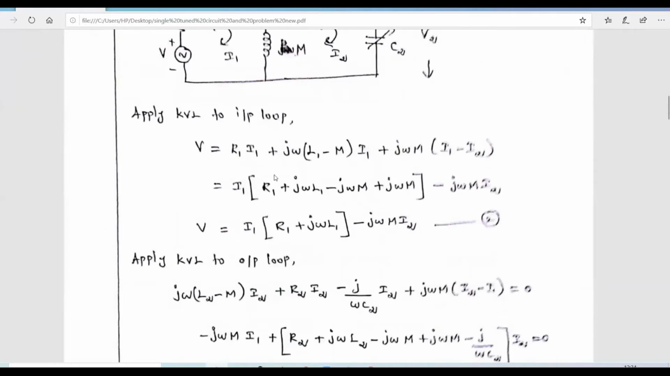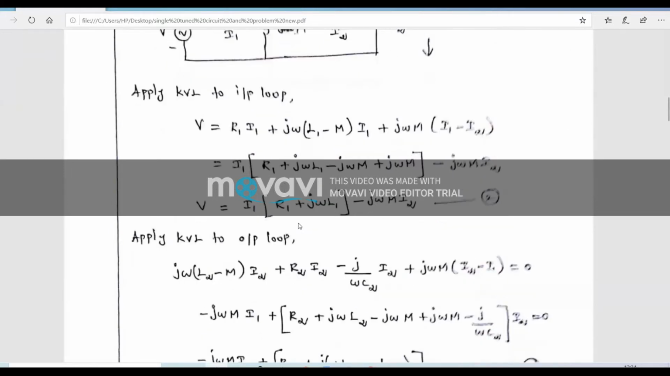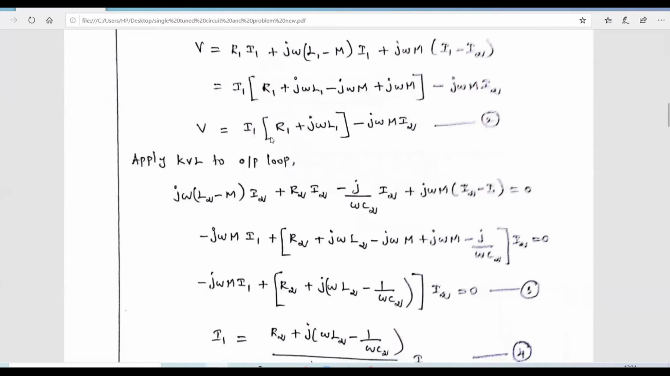Then split the terms. There are I1 terms and one I2 term, but here the plus j omega M and minus j omega M cancel. So now we get V equals I1 into (R1 plus j omega L1) minus j omega M into I2. This is equation number 2.